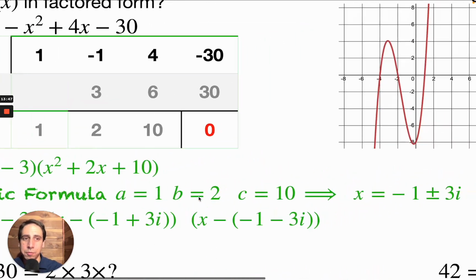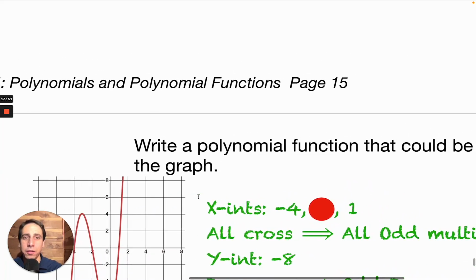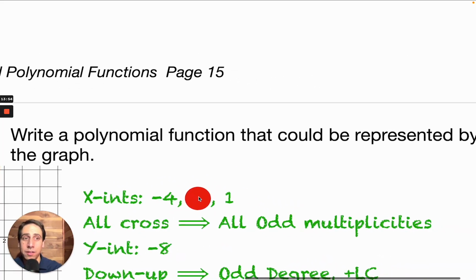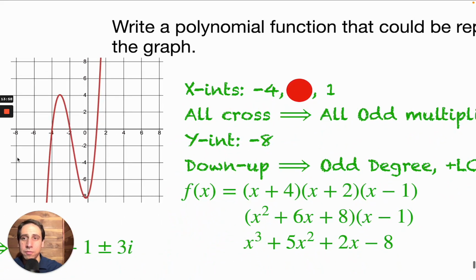Let's do a little warm-up. Write a polynomial function that could be represented by the following graph. Here, we have to take graphical information like x-intercepts and turn it into a polynomial. Let's look at the x-intercepts. The x-intercepts are negative 4 and positive 1, and I want you to tell me what the third x-intercept is.